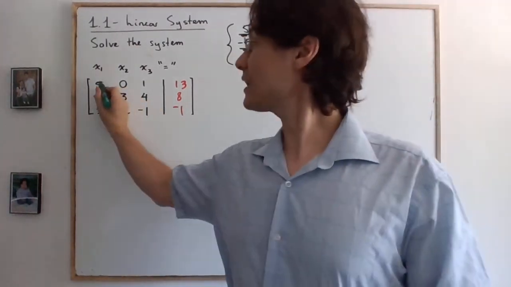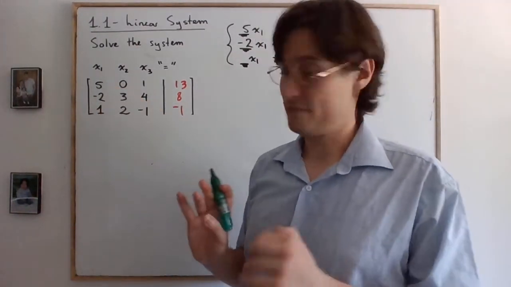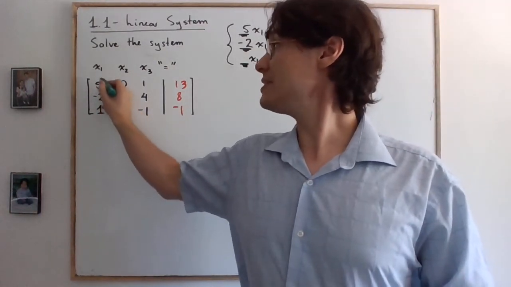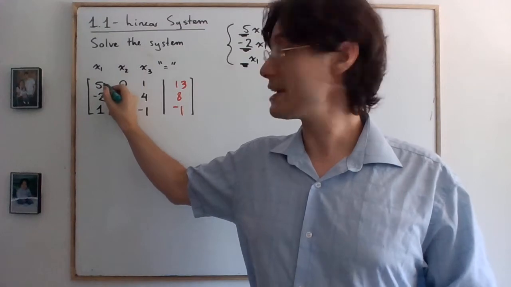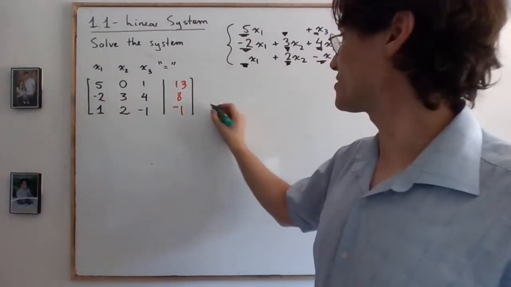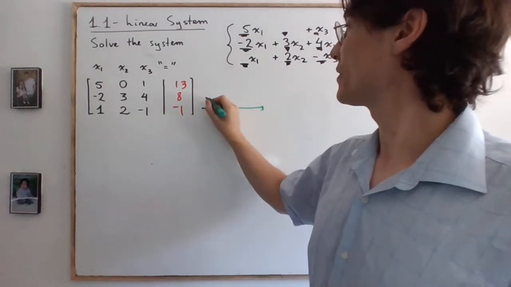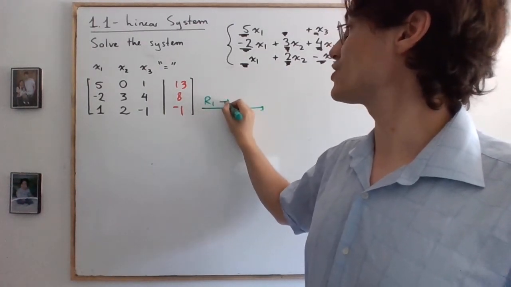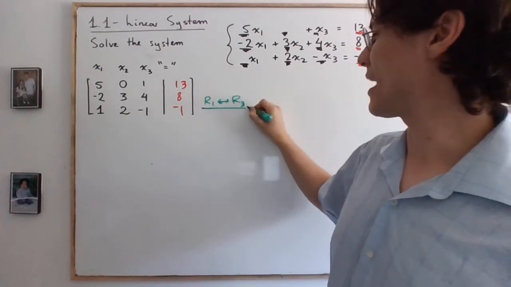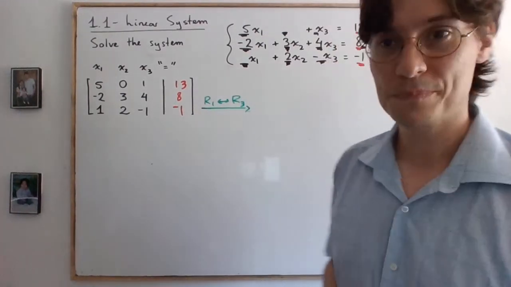Okay, so we would like this to be a 1. It's a 5, so no good. So an easy thing to perform in order to have a 1 here is to interchange row 1 and row 3. So let's do it. Okay, so we interchange row 1 and row 3. I'm going to shorten my arrow a little bit. There you go.